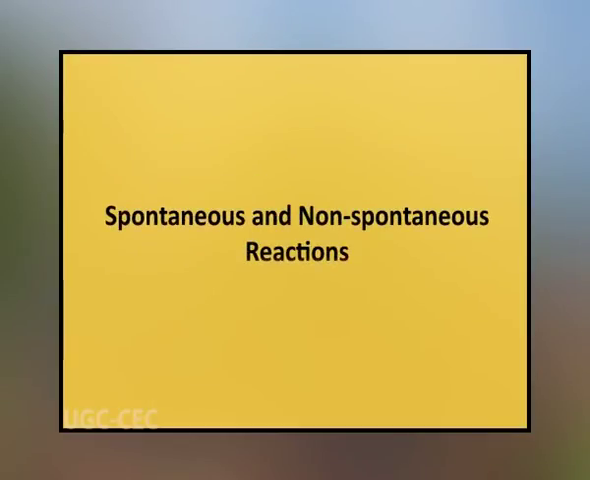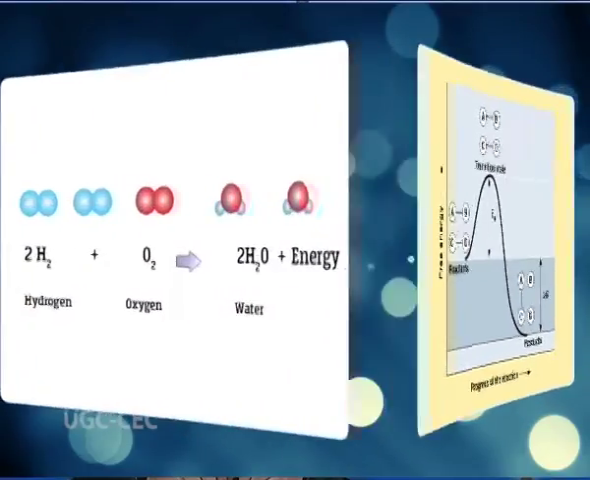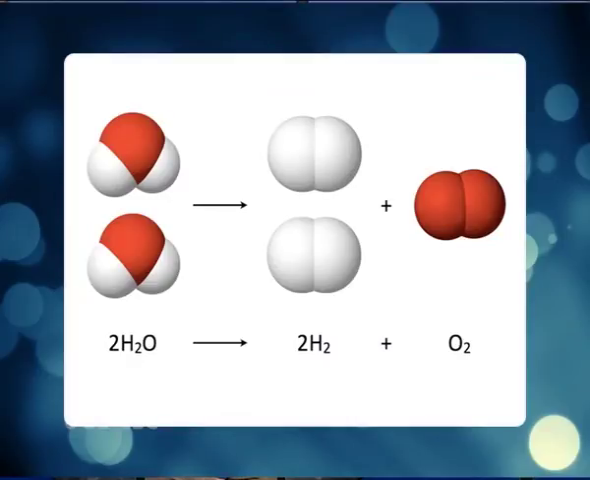Now, let us discuss the next part of today's lecture, that is spontaneous and non-spontaneous reactions. A spontaneous reaction is a reaction that, once begun, takes place without outside assistance. An example is the reaction between hydrogen and oxygen. Once the mixture is ignited, the reaction to form water continues until all of one reactant is consumed. The reverse reaction, that is decomposition of water to hydrogen and oxygen, is non-spontaneous.